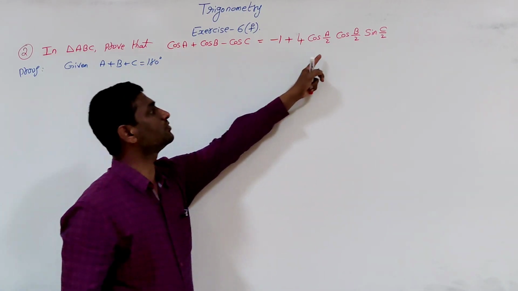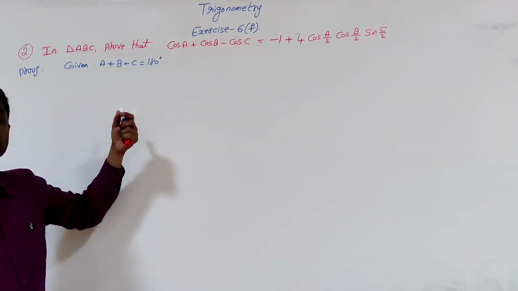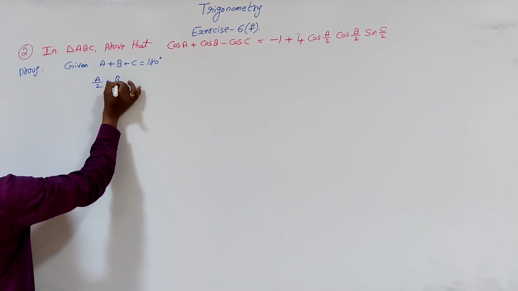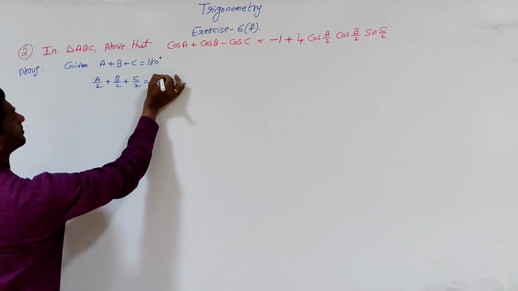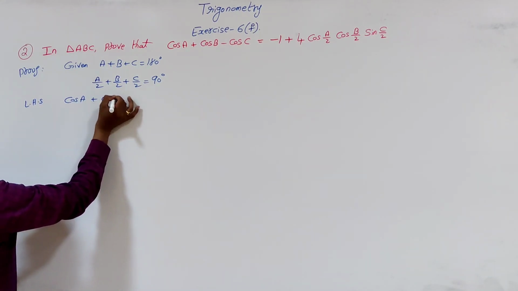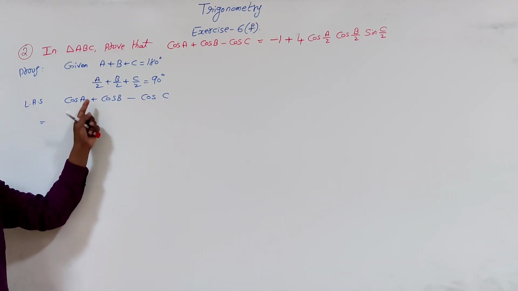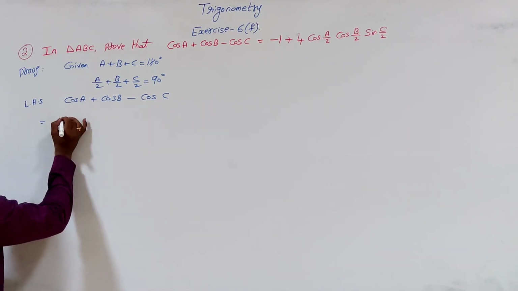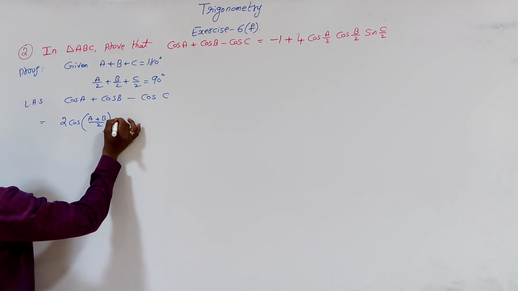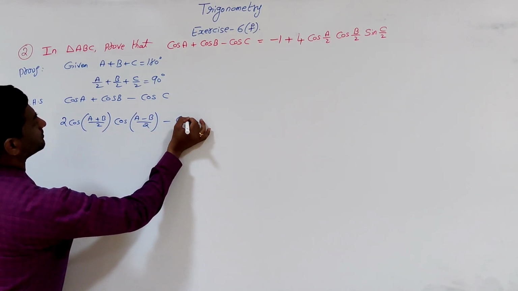So as it is converted into half of the angles A by 2, B by 2, C by 2, as the sum of the three angles is 180, the sum of half of these angles, that is A by 2 plus B by 2 plus C by 2, will be 90 degrees. So take LHS, cos A plus cos B minus cos C. Apply the transformation. It is the sum of trigonometric ratios, and we can transform it to the product, that is 2 cos (A plus B) by 2 cos (A minus B) by 2, minus cos C as it is.